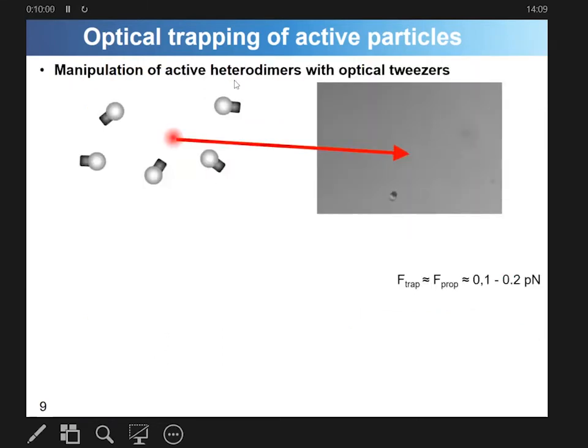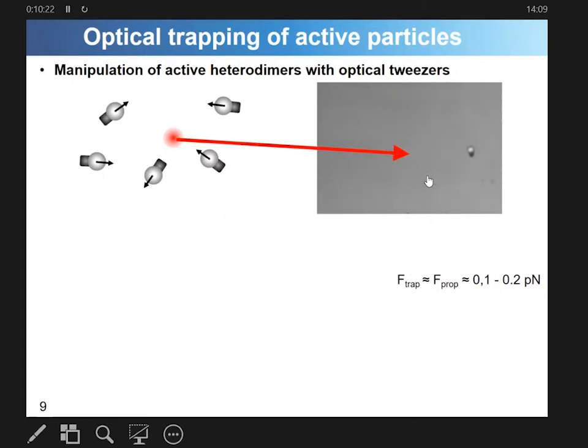So now what happens when all your particles are swimming? Well, in that case, this is what you can see here, where you have a laser spot. Your particles are all swimming, and you can see that your particles get trapped in the center of the laser spot. And then if you release the trap, they just go away, and you can wait for another particle to cross the laser spot to be trapped.